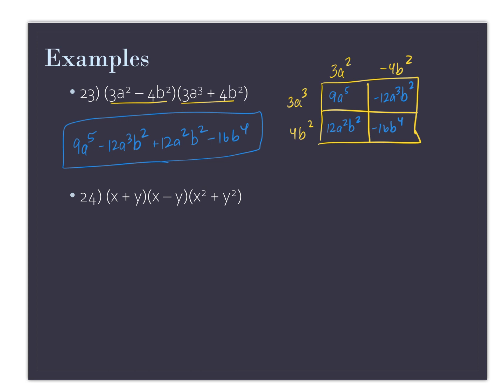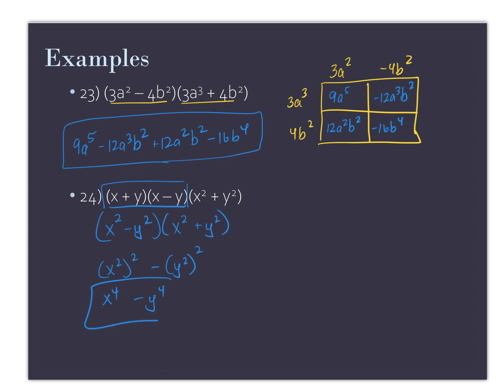And then this last one here, again, you've got all these multiplied together. So I'm going to start by multiplying these two because they are opposites. It's a difference of squares. So this is x squared minus y squared. And notice here now you've got x squared minus y squared times x squared plus y squared. So again, it's a difference of squares again. So it's going to be the first term squared minus the second term squared. So it's going to be x to the 4th minus y to the 4th. And so that one was kind of tricky, but that one is one of those weird patterns again.